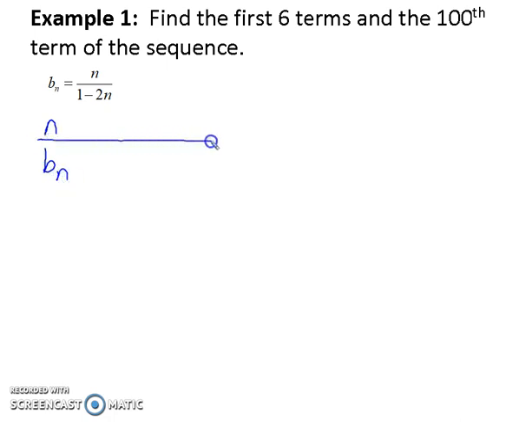probably best if we just put it all in a list. So the first term would be the first term. So if we substitute 1 into n over 1 minus 2n, we would end up with negative 1. And then the second term, if we substitute 2 into that, we end up with negative 2/3. And so on and so forth.